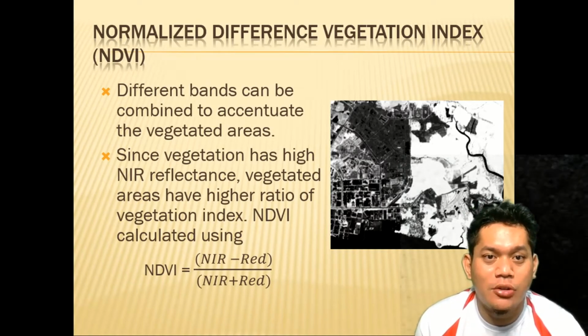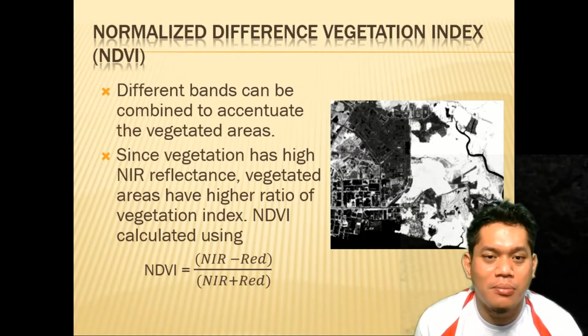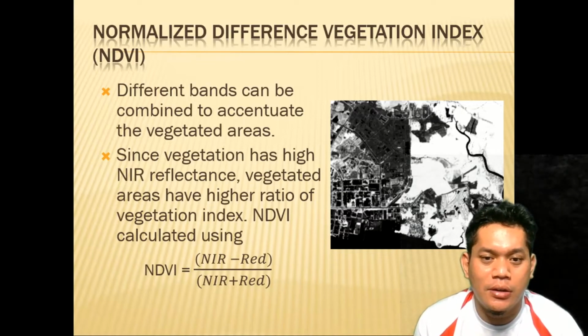And we have the normalized difference vegetation index, NDVI. Different bands can be combined to accentuate vegetated areas. Using this, it can give you the areas that have a high ratio of chlorophyll, and thus give you an idea of the status of plant health.